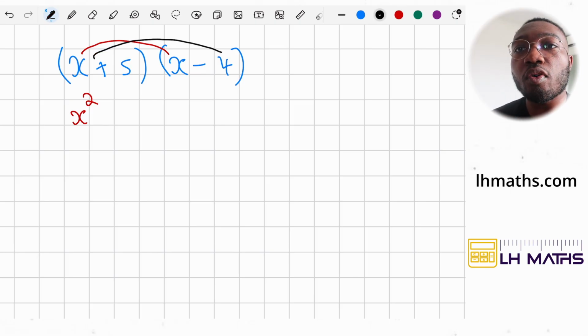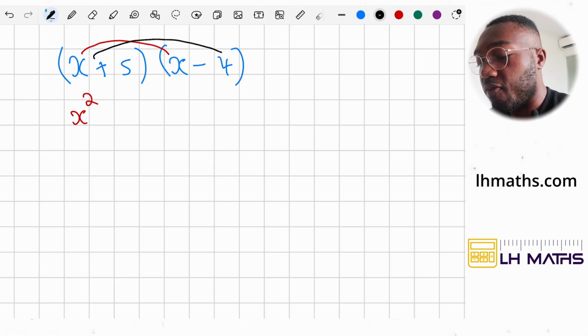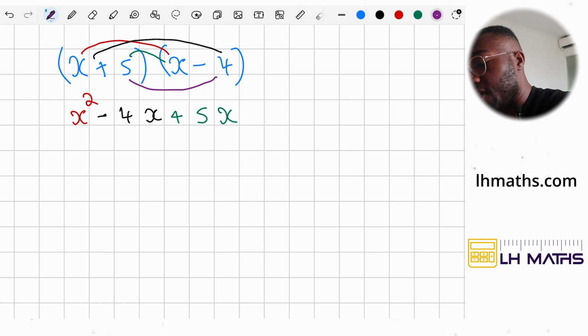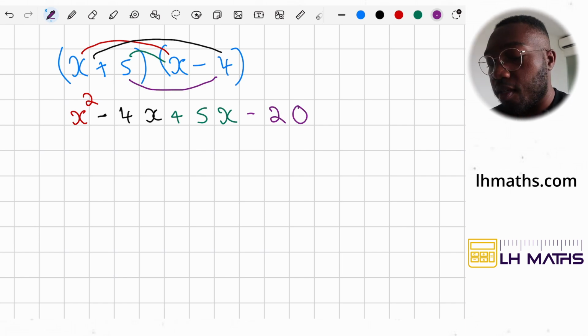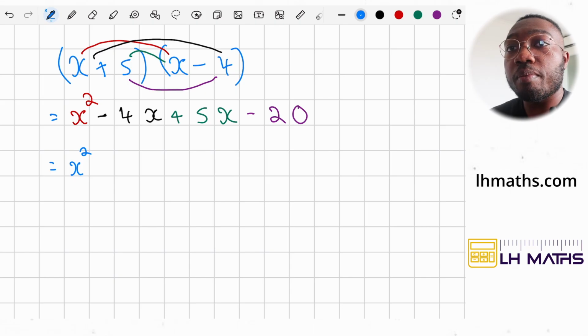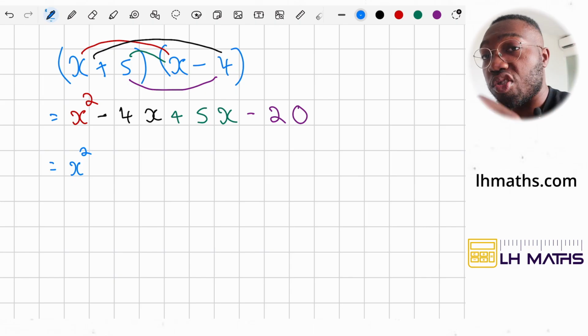So remember, as you may have done this before, whenever you times a negative by a positive, you always get a negative. So positive x times a 4, in this case, would be minus 4x. Then we have 5 times x, which is a positive 5x. And then we have 5 times a minus 4, which is simply minus 20. And then again, we just simplify that. So we have x squared. A minus 4 plus a positive 5 is just a 1.